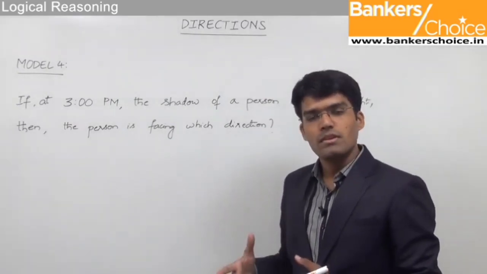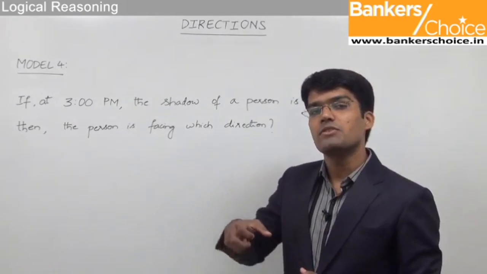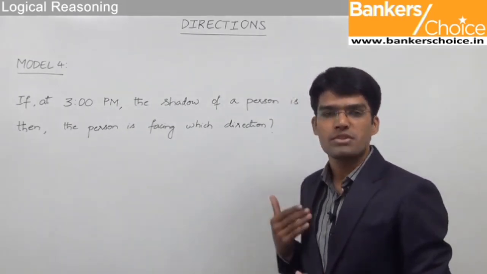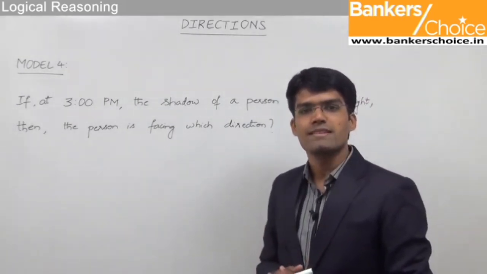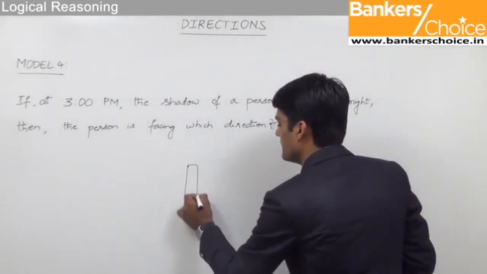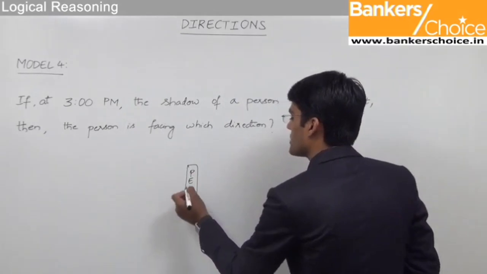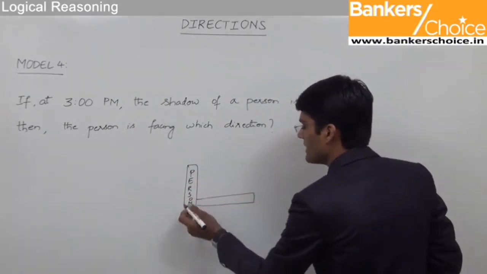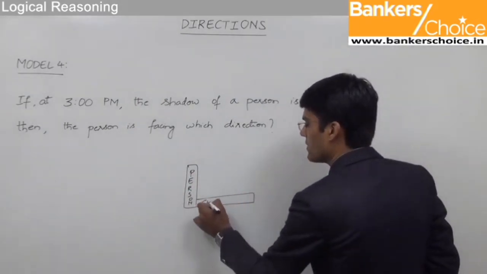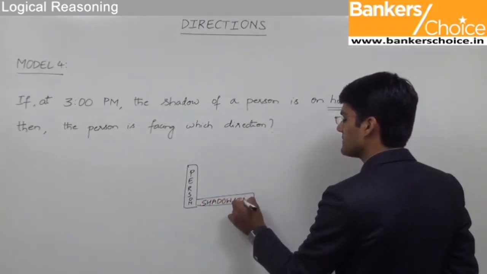And afternoon, we know that the sun is towards west, and when the sun is towards west, the shadow of the object or the person should be towards east. So very clearly, if this is the person, his shadow should be towards east. Therefore, this is the shadow of the person, which is towards east.